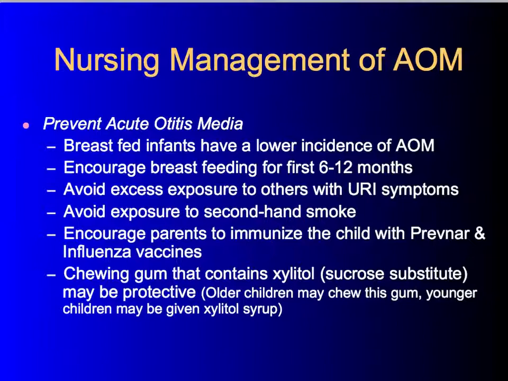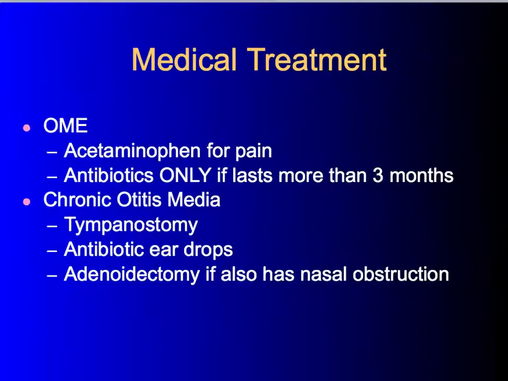Younger children can be given xylitol syrup. For otitis media with effusion, Tylenol (acetaminophen) for pain, and antibiotics only if it lasts more than 3 months. For chronic otitis media, tympanostomy would be recommended and antibiotic eardrops, and if there's also nasal obstruction, an adenoidectomy may also need to be performed.